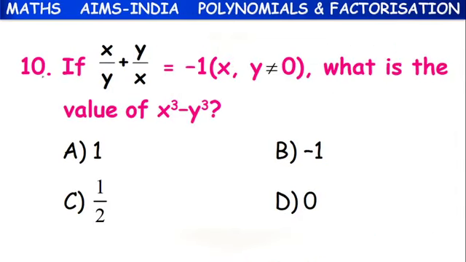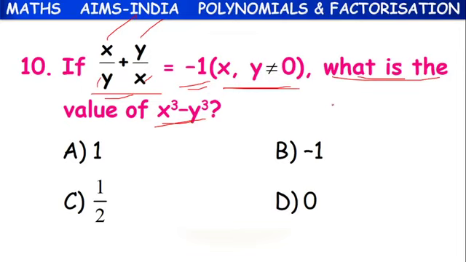Next, 10th question. If x/y + y/x = −1, where denominators are not equal to 0, both x and y not equal to 0, what is the value of x³ − y³? We have to find the value of x³ − y³.